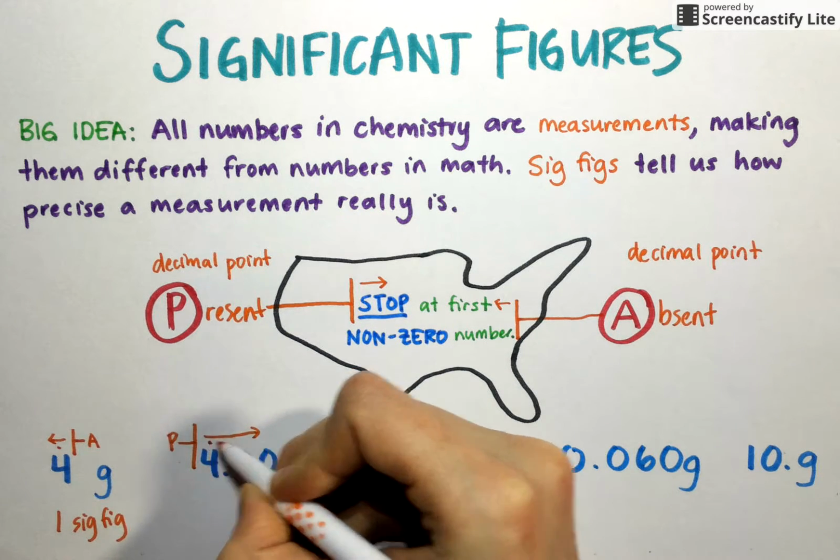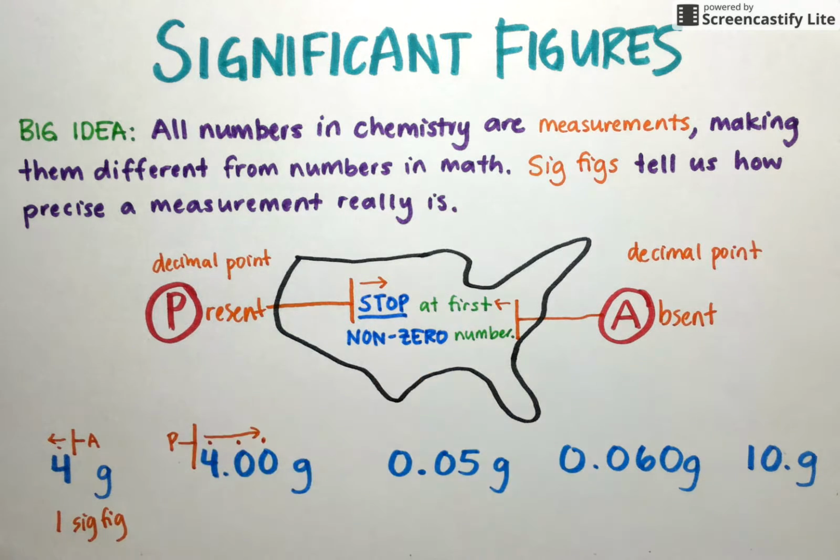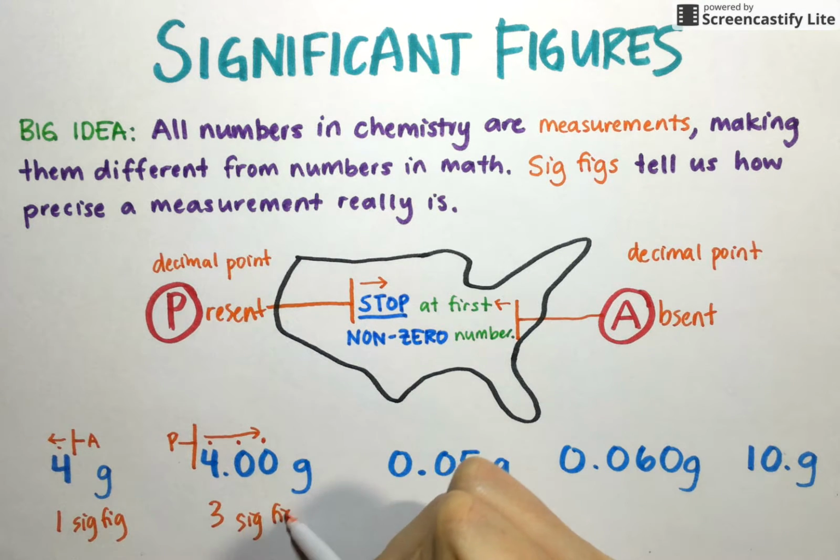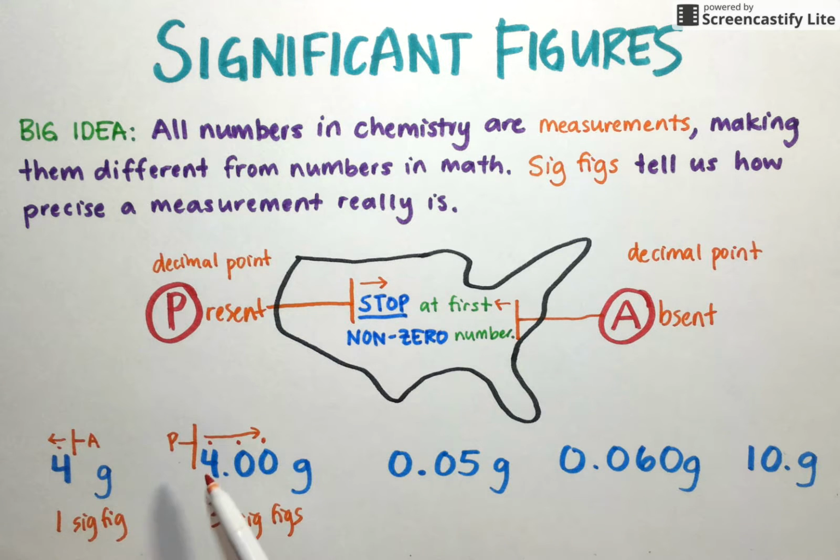That means this 4, this 0, and this 0 are all significant, giving 4.00 3 sig figs. You'll notice that even though these two numbers mathematically are equivalent, because we've included the decimal point, we've shown that this measurement was made using more precise instrumentation. We're more certain in its precision.